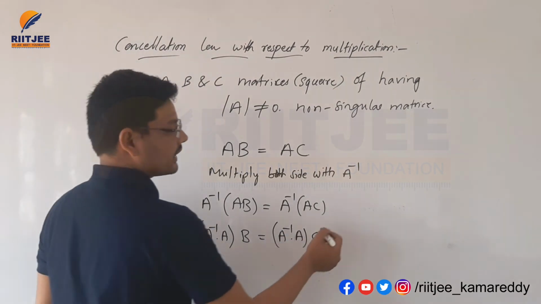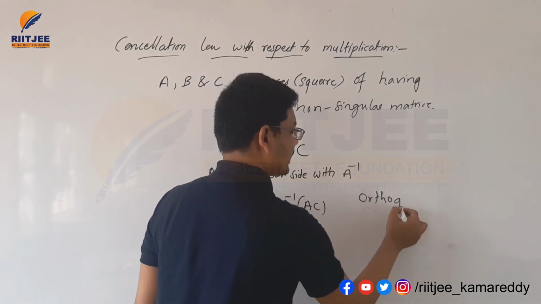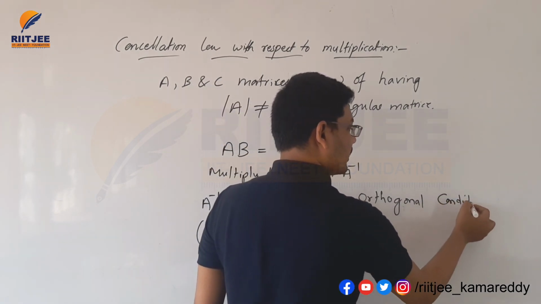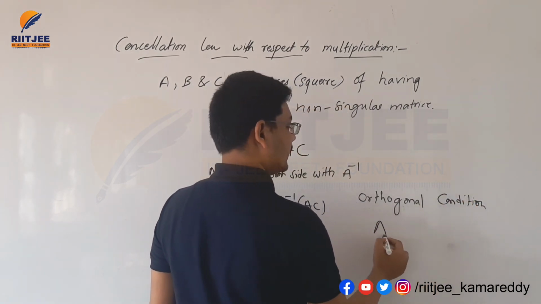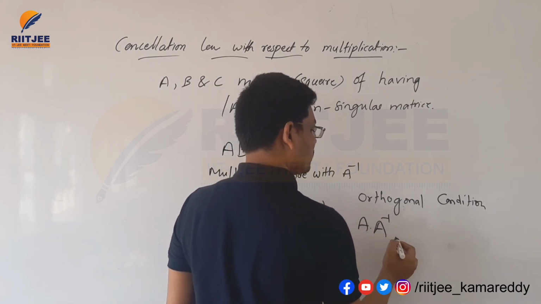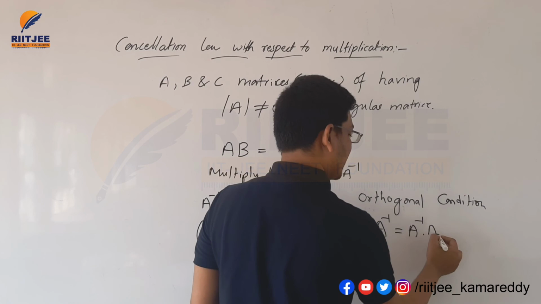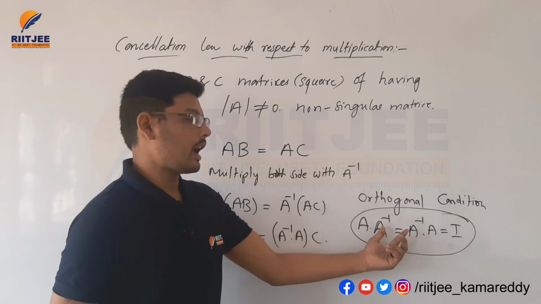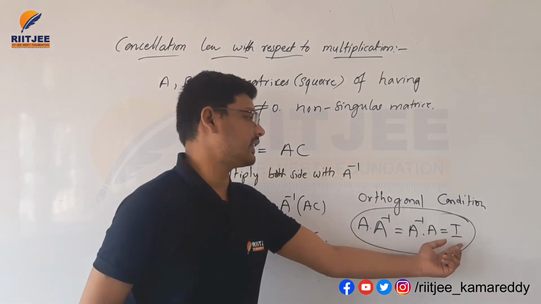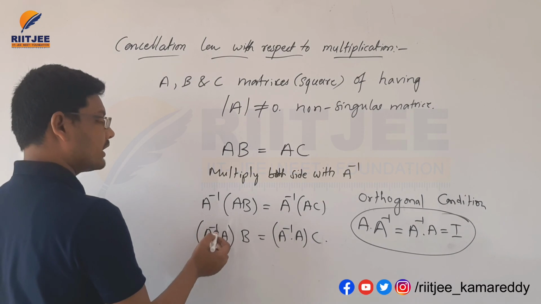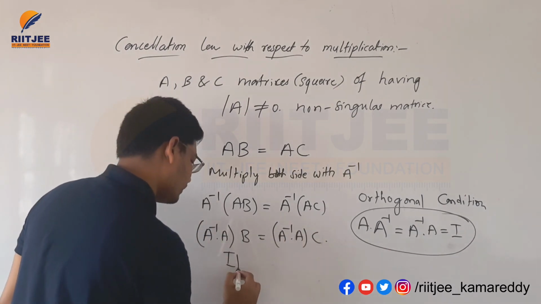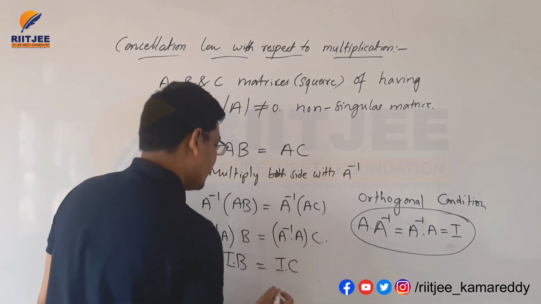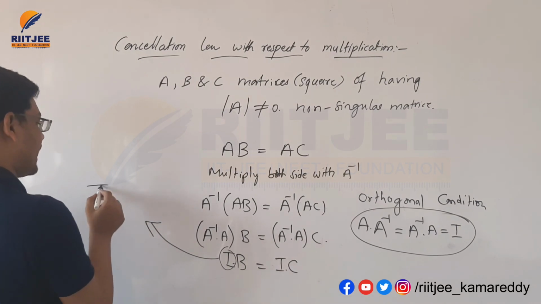By using the orthogonal condition, what is the orthogonal condition? The orthogonal condition is A into A transpose or A transpose into A, which is equal to I. By using this condition, I am placing the values here. A inverse into A is I, so I into B equals I into C, where I is the identity matrix.